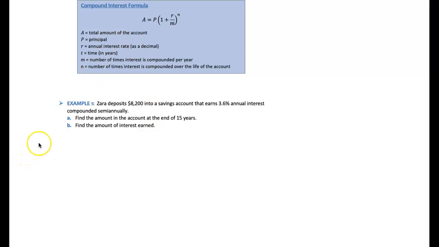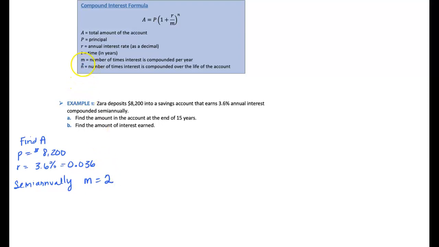In part A, let's fill in the information that we know. We know we want to find the amount in the account, so our goal is to find A. We were given that the principal is $8,200, the amount initially invested. We also know the rate of 3.6% that we can write as a decimal, 0.036 or 36 thousandths. The next value they give us is that interest is compounded semi-annually. So semi-annually would mean 2 times a year, so that means our M is equal to 2 times a year.